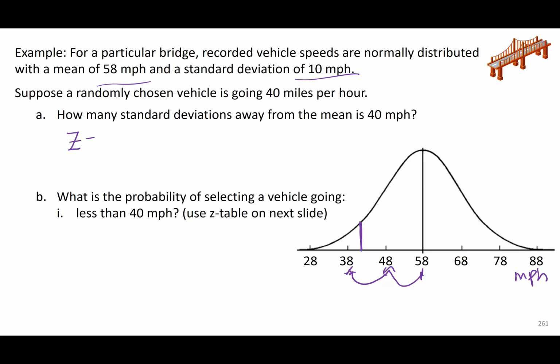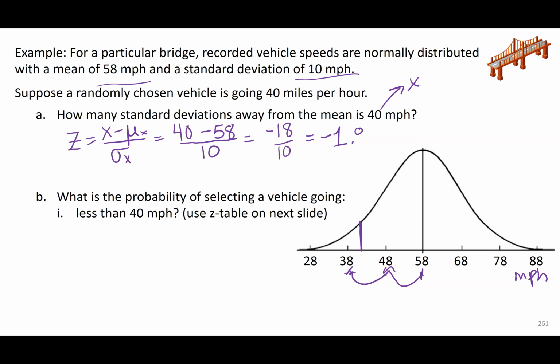So what it's asking essentially is what our z-score is. Here it's x minus mu over sigma. x is going to be that 40 miles per hour. Mu is just the mean of the whole thing, 58, over sigma, which is 10. So I'm going to get -18 over 10, which comes out to -1.8. What this means is a car going 40 miles per hour is 1.8 standard deviations below average.